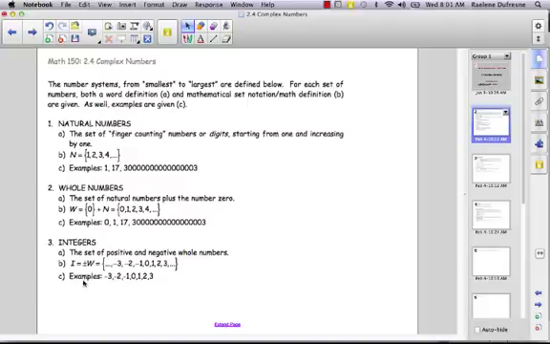The integers are the set of positive and negative whole numbers. So that would be the positive and negative natural numbers plus the 0 that we found in the whole number set. And some examples are negative 3, negative 2, negative 1, 0, 1, 2, 3. Now I'm going to use I for the integers, but the technical set name is Z, coming from the German word for integer.